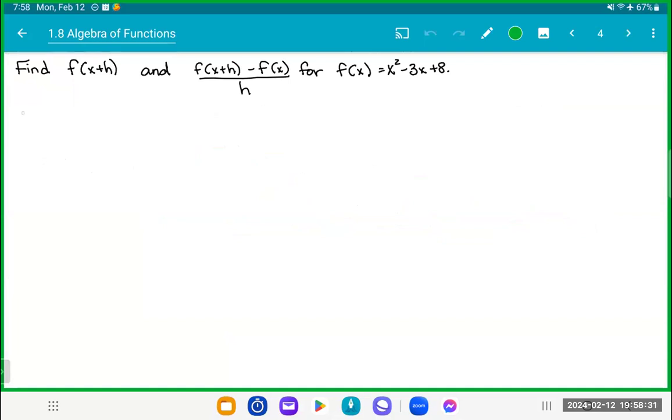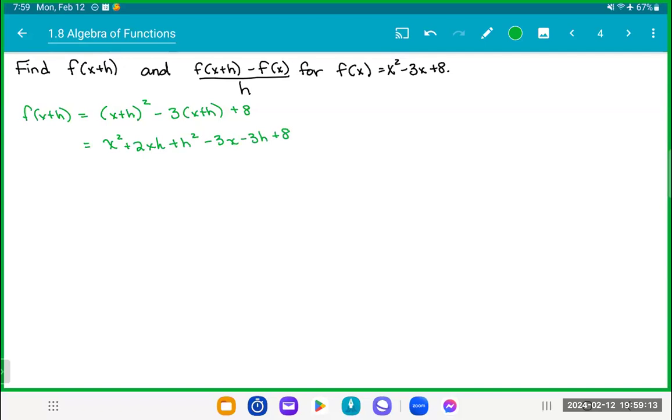So first of all, let's look at 5x plus h. If I'm looking at just 5x plus h, then that's going to give me x plus h squared minus 3 times x plus h plus 8. So all I've done is substitute x plus h everywhere in my equation that I see an h. This will simplify to x squared plus 2xh plus h squared minus 3x minus 3h plus 8.